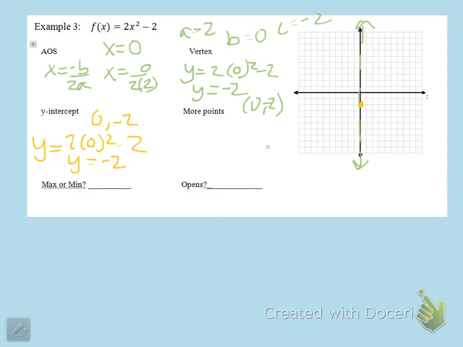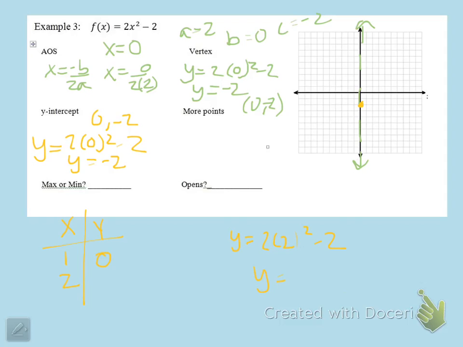But I need at least 5 points to be able to draw this. So this time when I'm doing my x and y, I need a couple more points. So let's do 1 and 2, because we can always mirror them. So let's try putting in 1. So y equals 2 times 1 squared minus 2. So y equals 2 minus 2, y equals 0. Now let's replace that 1 with a 2.